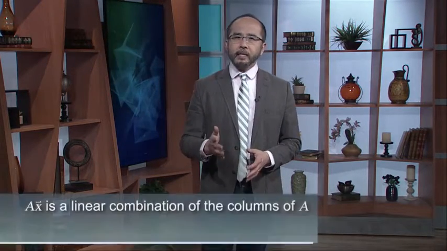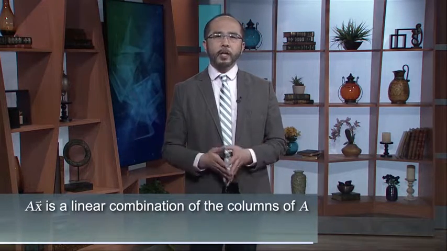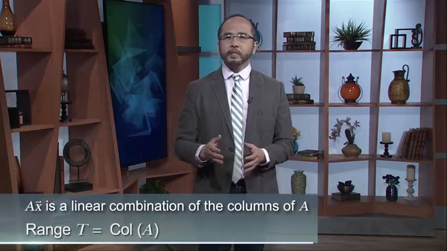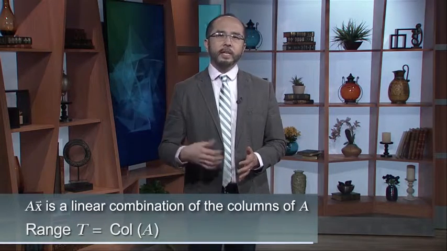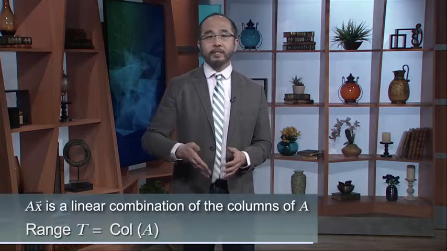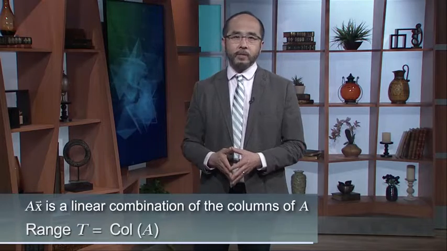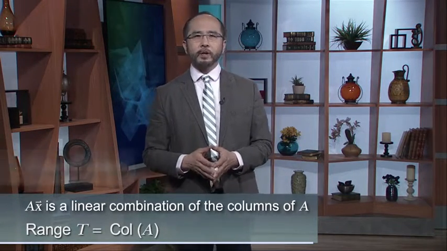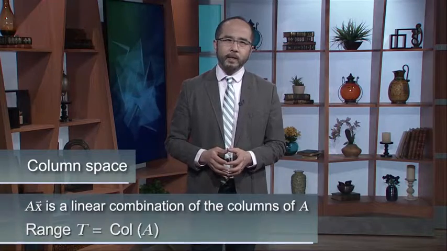But we've also seen that A times x can be viewed as a linear combination of the columns of A. But this means that the range of T, which is the set of all possible vectors that result from multiplying A by some x, is the same as the set of all linear combinations of the columns of A, which we learned last time is called the column space of A. So the column space of A has a natural geometric interpretation as the range of the linear transformation arising from multiplication by A. This column space could be all of R^m, but it could also be a smaller subspace of R^m.